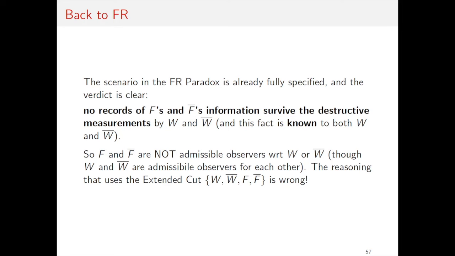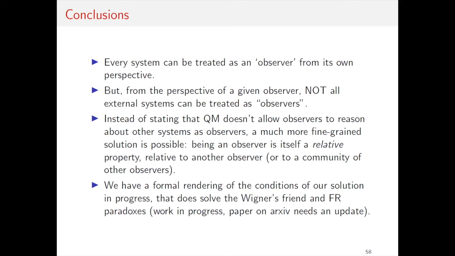Of course, if F and F bar are allowed to change the protocol so as to make some sneaky copy somewhere else and send it before the lab is measured, then they become admissible. Okay, so those are the conclusions. And I'm sorry I'm over time. Thank you very much.